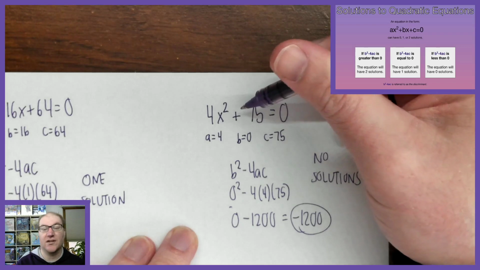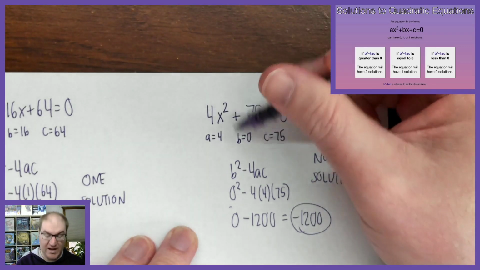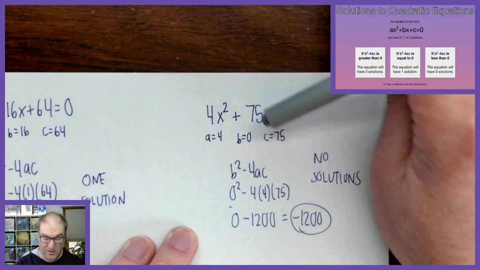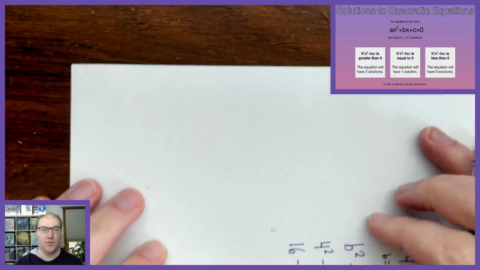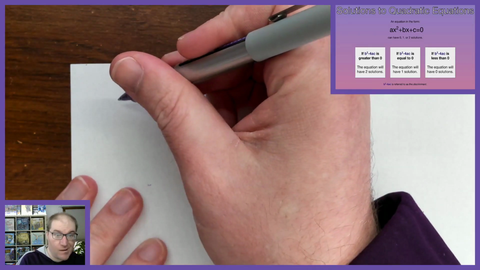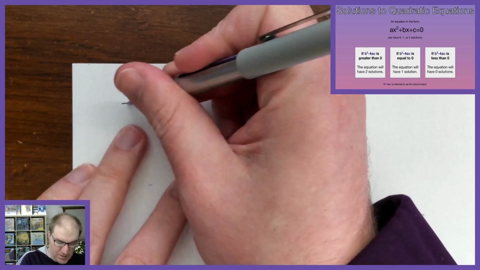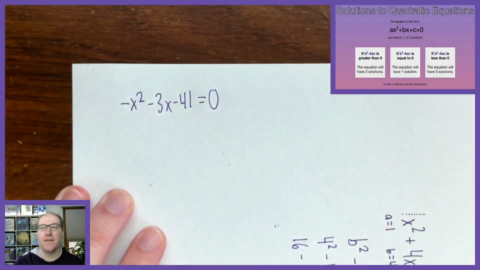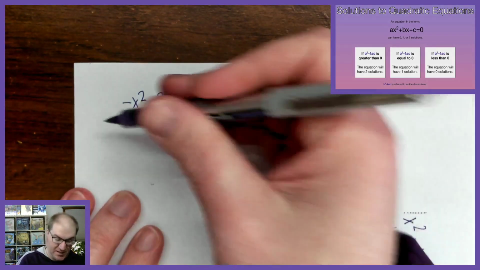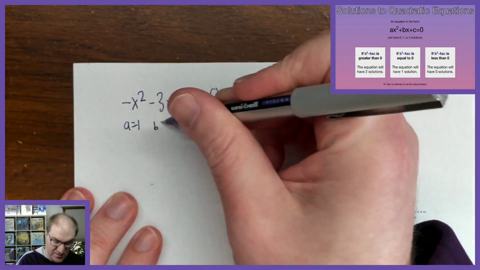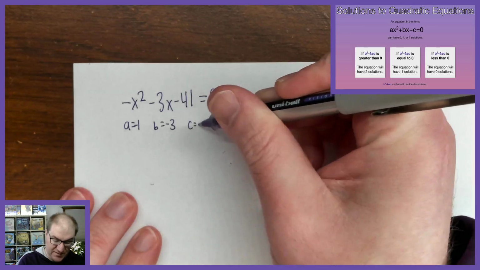You can have an equation here that has no solutions. It doesn't have to always be b equals 0. Let's do one more example here. Negative x squared minus 3x minus 41 equals 0. This is a good one because a is negative 1. We haven't done one with a negative a yet. A is negative 1, b is negative 3, and c is negative 41.